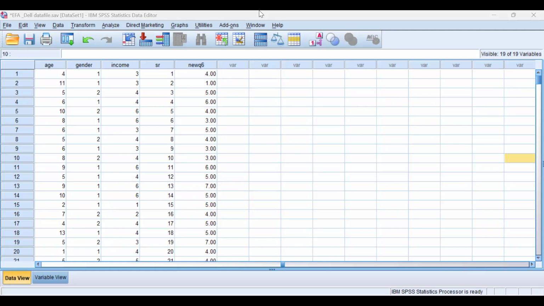Ma'am, can you please explain how you reverse coded it? Click on Transform, Compute Variable. Suppose you have collected the data on a 7-point scale, then you will convert it as one scale higher. If it is on a 7-point scale, you will say 8 minus that statement, Q6. If it is on a 5-point scale, then you will say 6 minus, and take the statement here. That's it, and okay.